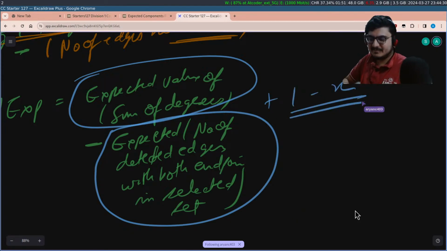Any idea so far before I go into how we find these expected values? Because you see, when we take the sum of degrees, both endpoints would be counted 2 times, so we have to subtract that at least once.